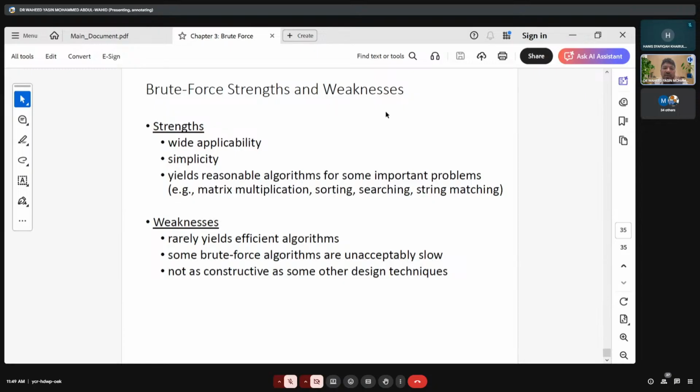Brute force strength and weakness. Strength: wide applicability and simplicity; it yields reasonable algorithms for some important problems such as matrix multiplication, sorting, searching, string matching. Weakness: it rarely yields efficient algorithms. Some brute force algorithms are unacceptably slow, and it is not as constructive as some other design techniques.